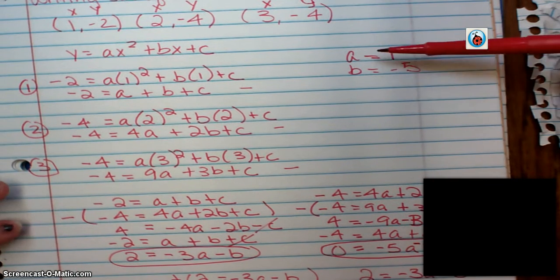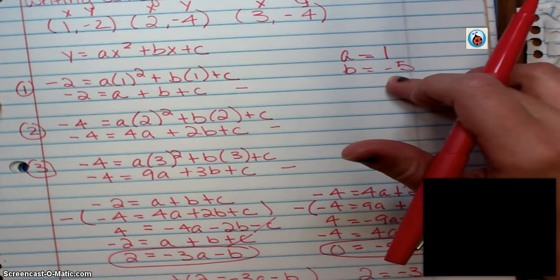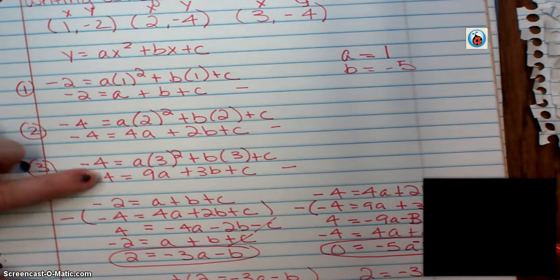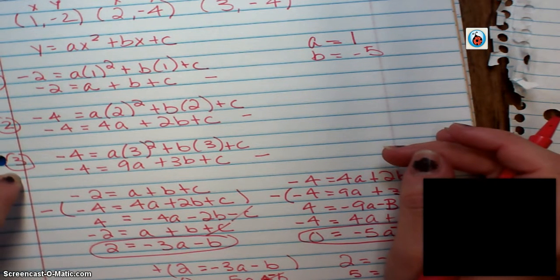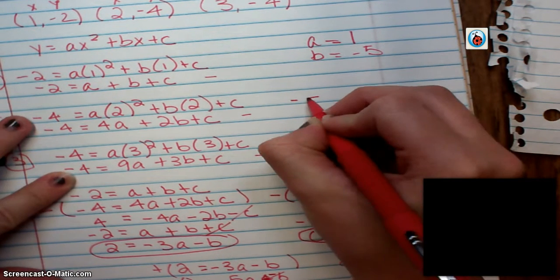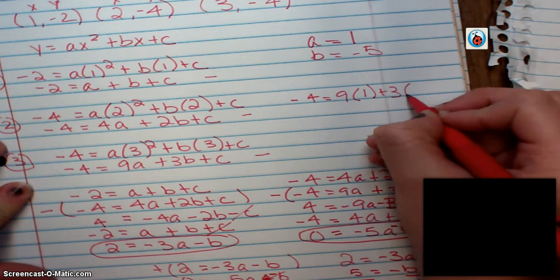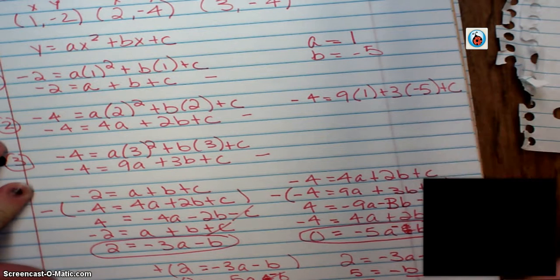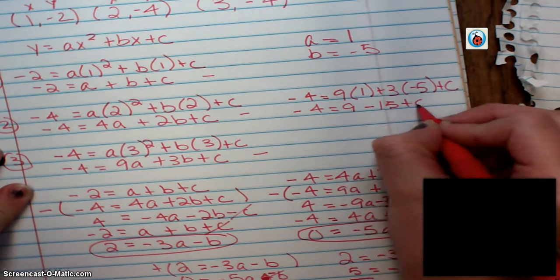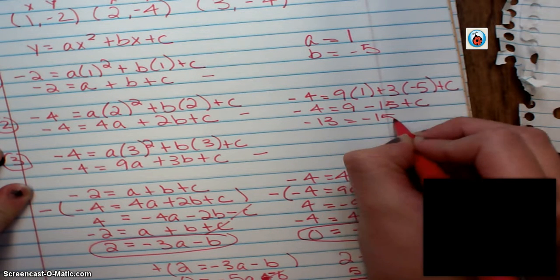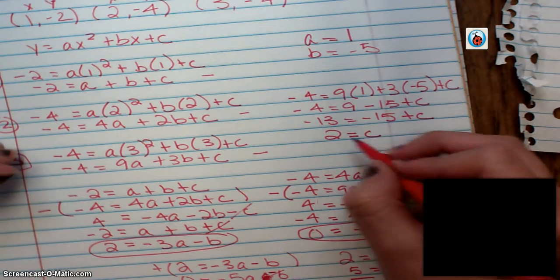Now that we have solved for a and b, we're going to go back to the original equation and substitute those two variables, a and b, in for one of your original equations. I chose to do the original equation of number 3 right here. So -4 equals 9, substituting for a, plus 3, substituting for b, and then plus c. So now we're finding c. Just going to solve this. So this equals c as 2.